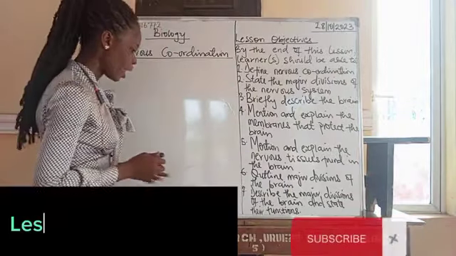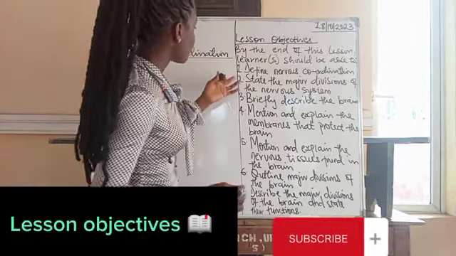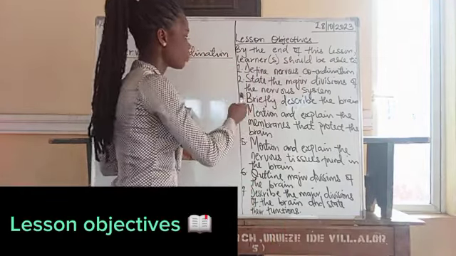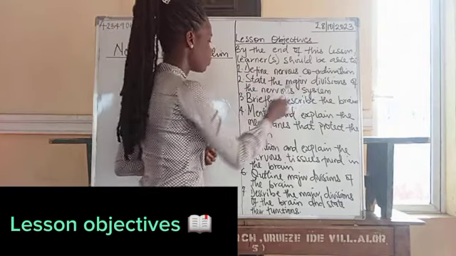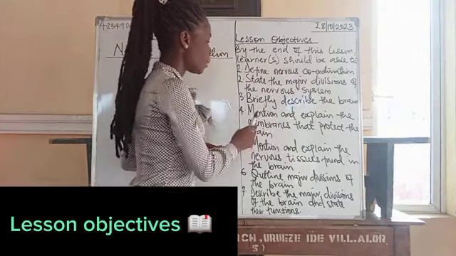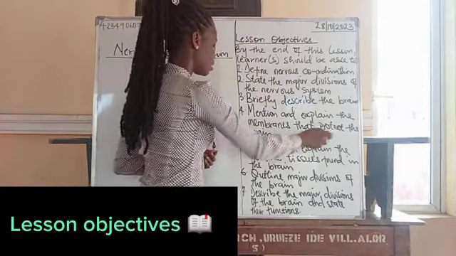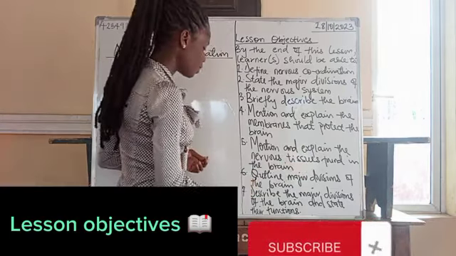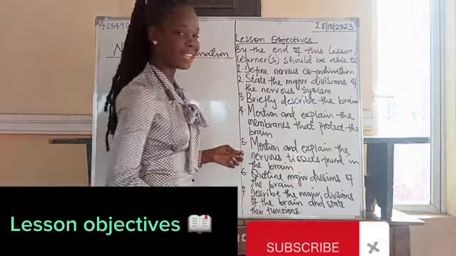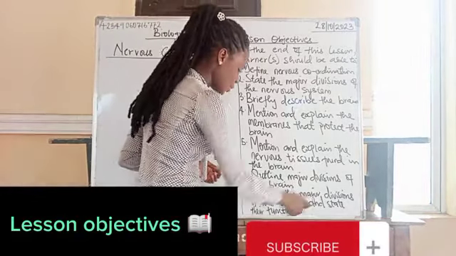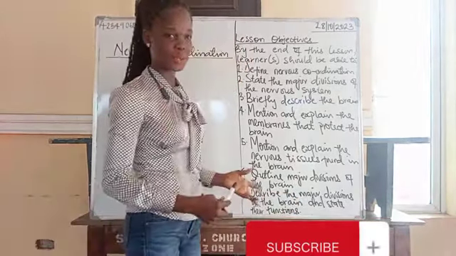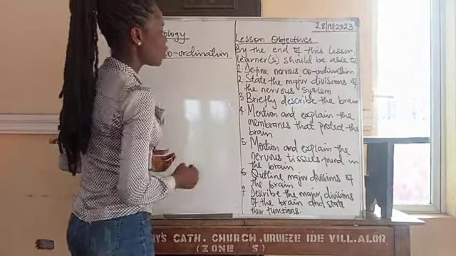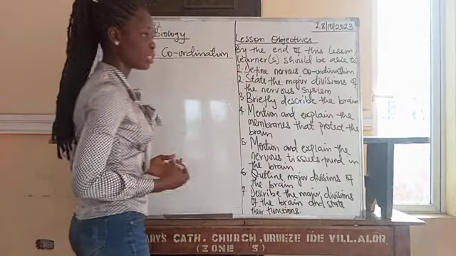Lesson objectives. We have seven lesson objectives. The first one says that by the end of this lesson, the learner should be able to define nervous coordination, state the major divisions of the nervous system, briefly describe the brain, mention and explain the membranes that protect the brain, mention and explain the nervous tissues found in the brain, outline the major divisions of the brain. Lastly, describe the major divisions of the brain and state their functions. Then we start with our very first lesson objective, which is the definition of nervous coordination.